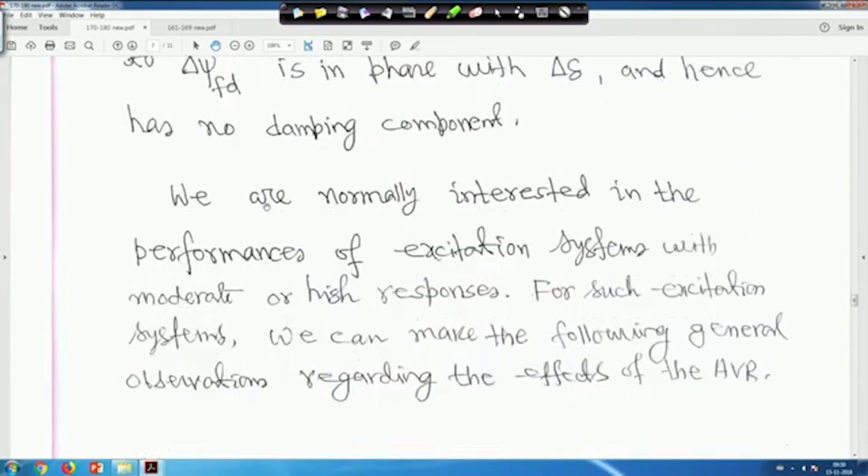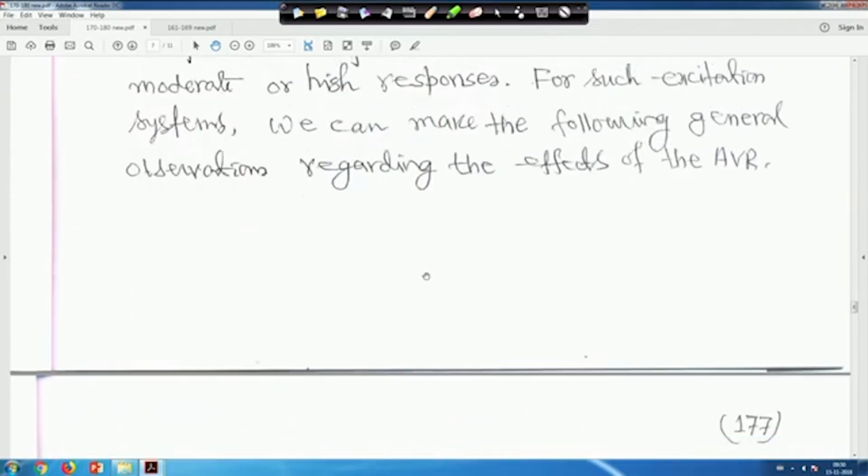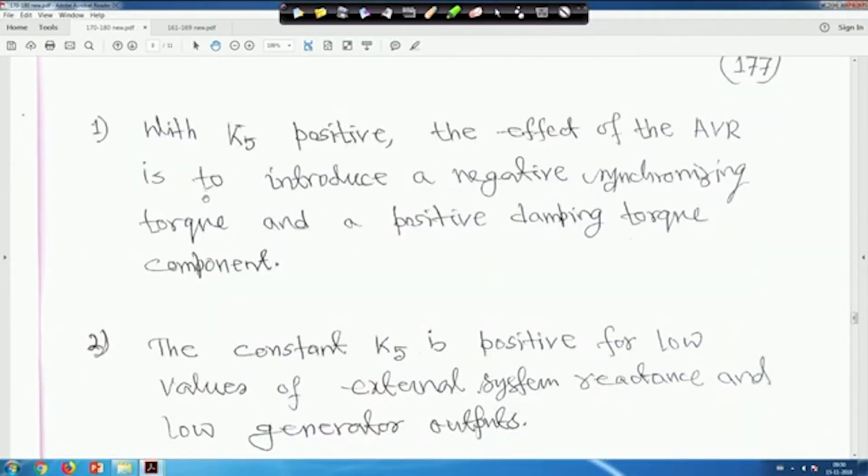Now, we are normally interested in the performance of excitation systems with moderate or high response, right. For such excitation systems, we can make the following general observations regarding the effect of the AVR. Number 1, keep this in your mind: with K phi positive, the effect of the AVR is to introduce a negative synchronizing torque and a positive damping torque component, right. When K phi is positive. So what we have done is that we have taken a negative value, minus 0.12.